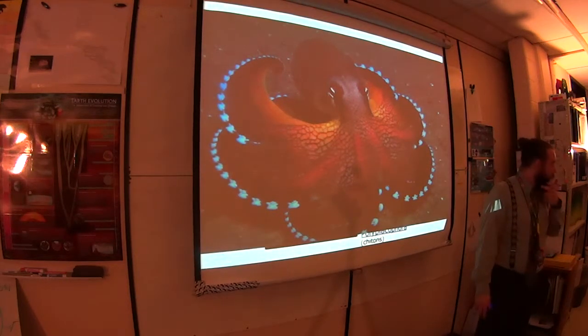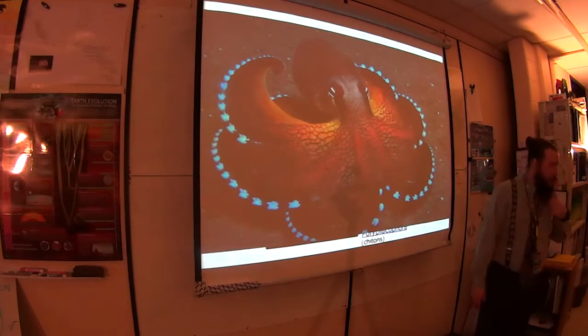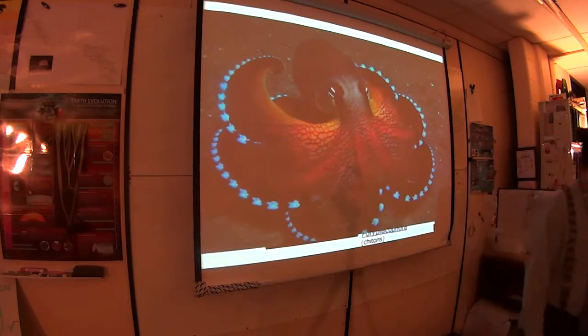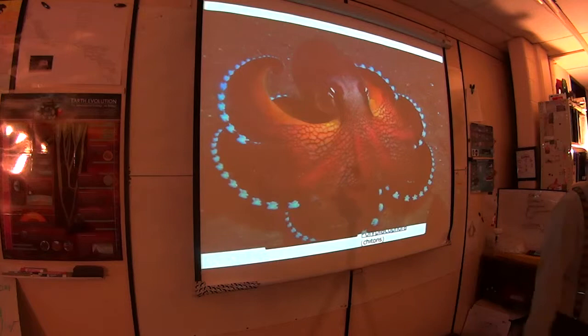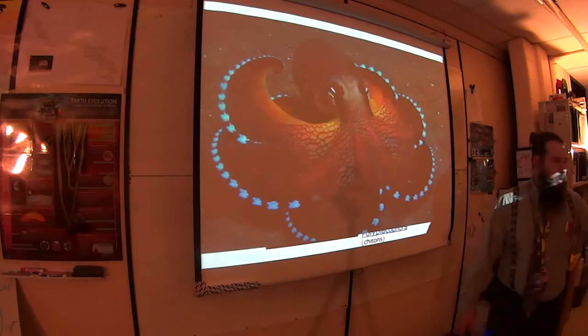Mm-hmm. But can all three of those change color? Yes. How come giant squid can? What are they doing with ink? Well, I mean, we'll talk about that in a second.